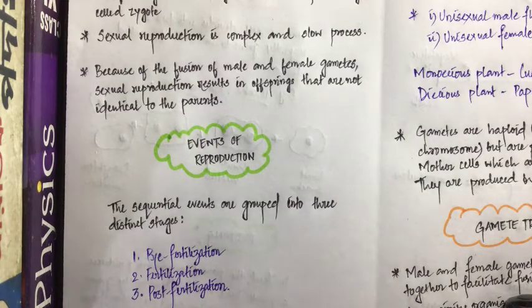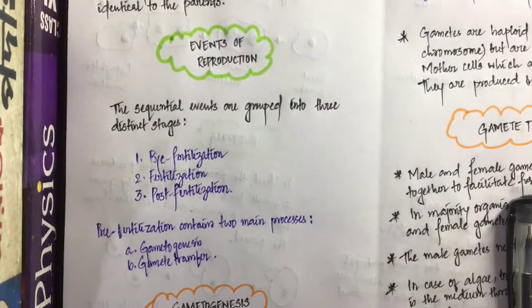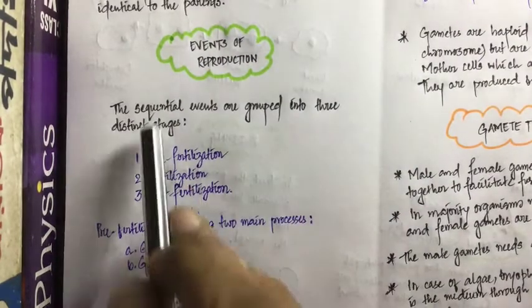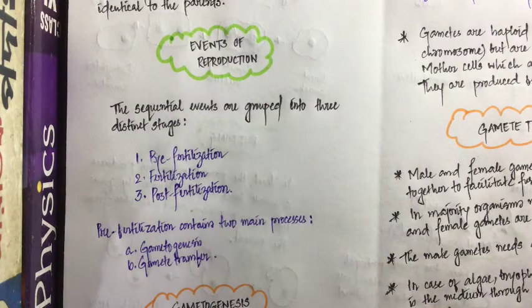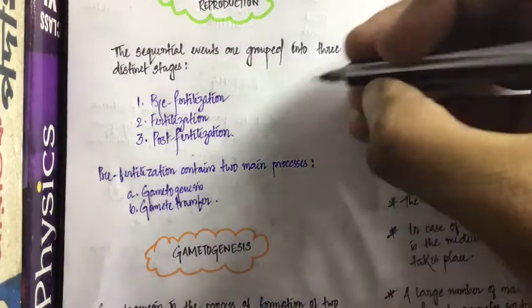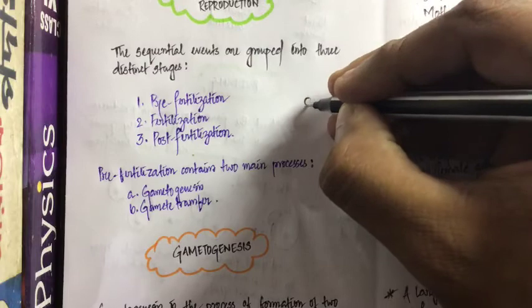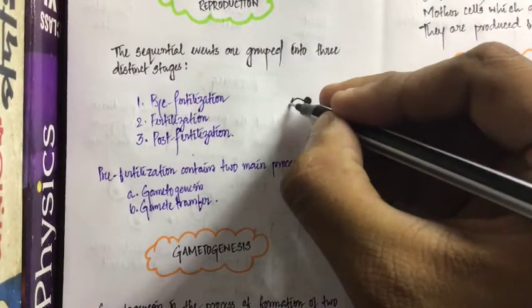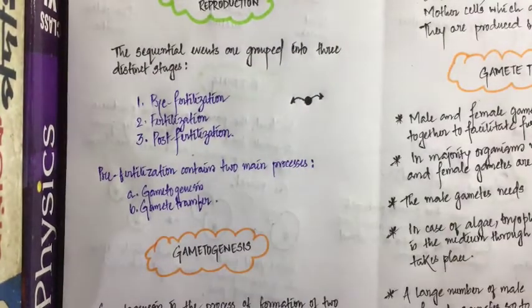Clear? Now this is sexual reproduction, as I have said earlier. Since it is a complex process, we have divided it into several events, and that is called what? It is called the events of reproduction. The sequential events are grouped into three different stages. So there are three different important events of sexual reproduction. What are these? Pre-fertilization event, fertilization, and post-fertilization event. So the important node here is what? Fertilization. Something occurs before fertilization, something occurs after fertilization. Correct? The one occurring before fertilization is called the pre-fertilization event. The one occurring after fertilization is called the post-fertilization event.